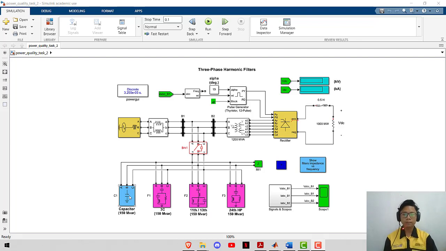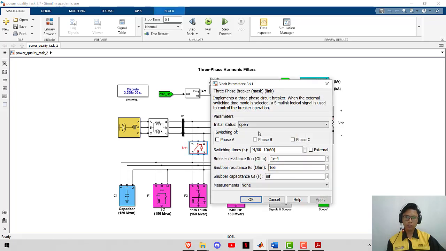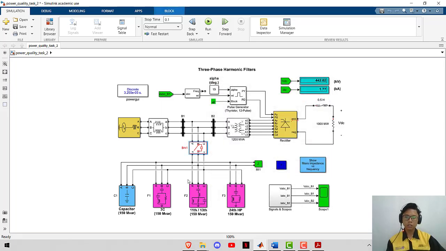We will monitor the output waveform of the voltage and current, whether the filters will filter the harmonic distortion in the system. Now we can run the simulation for the first condition, which is without the 3-phase harmonic filters. We just have to open this circuit breaker, which means that these filters are not connected, and then we run this simulation with the firing angle of 90 degrees. We can get the output of voltage equal to 442.02 kilovolt with the current of 1.77 kiloamp.